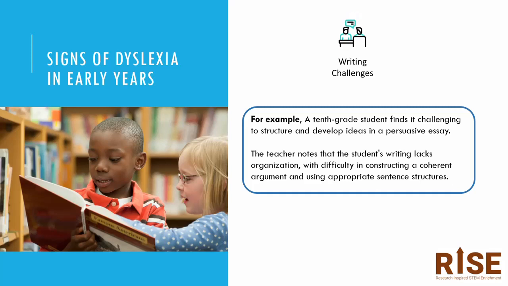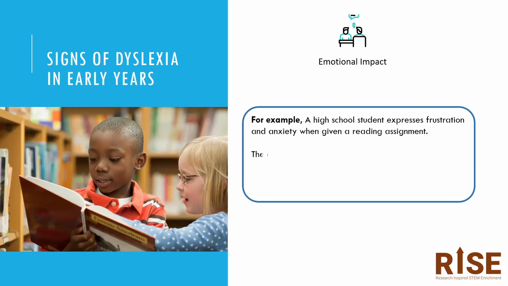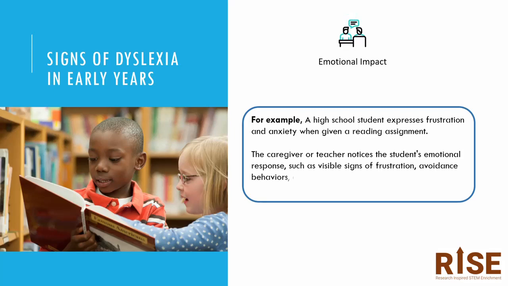Emotional impact. Emotional impact may become more pronounced, affecting self-esteem and motivation. The student may become increasingly aware of their learning differences, potentially leading to heightened stress and anxiety. For example, a high school student expresses frustration and anxiety when given a reading assignment. The caregiver or teacher notices the student's emotional response, such as visible signs of frustration, avoidance behaviors, or verbal expressions of anxiety when faced with reading tasks.